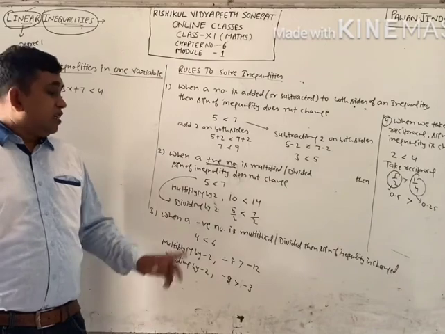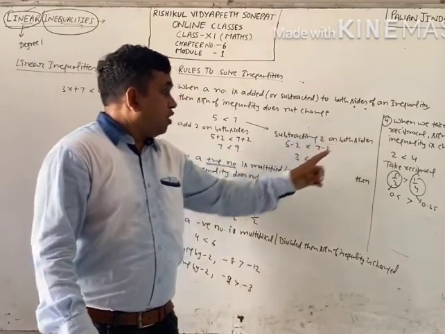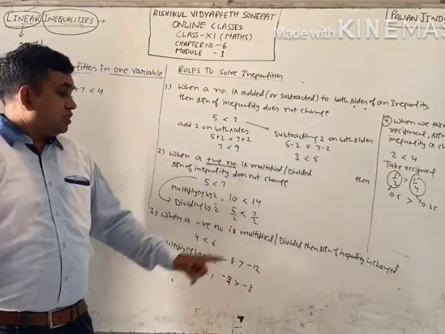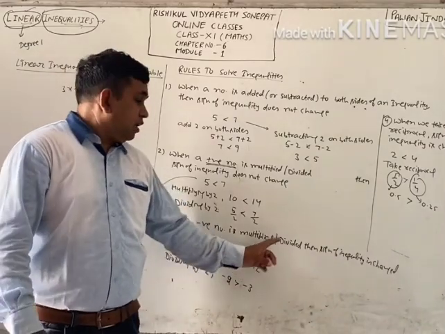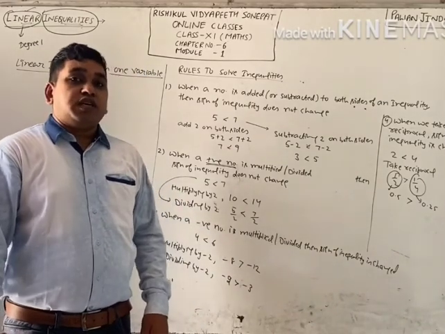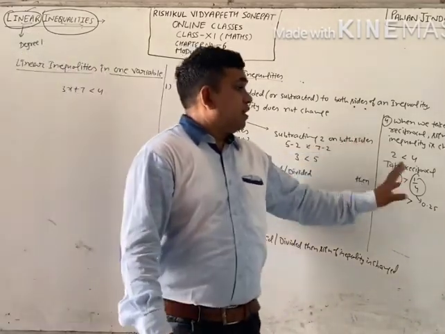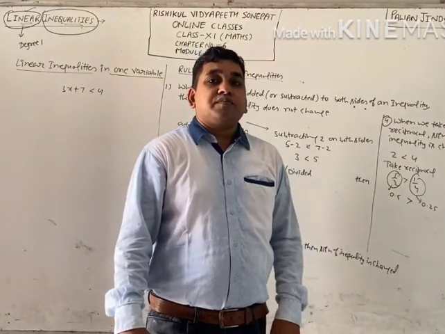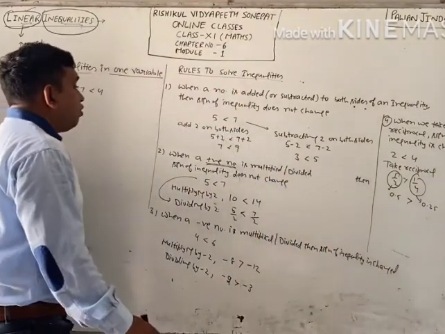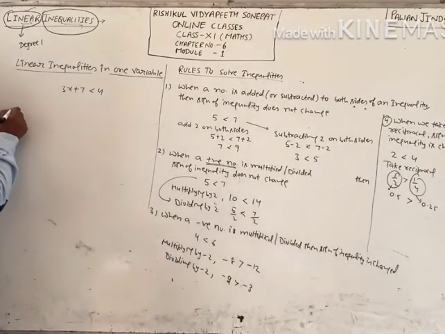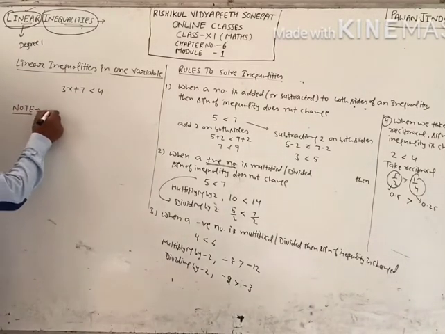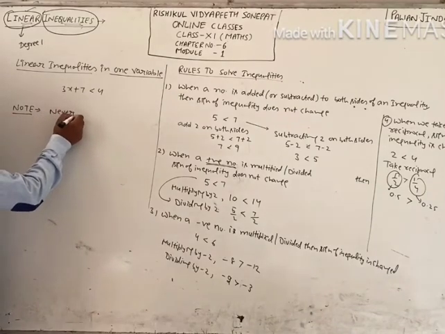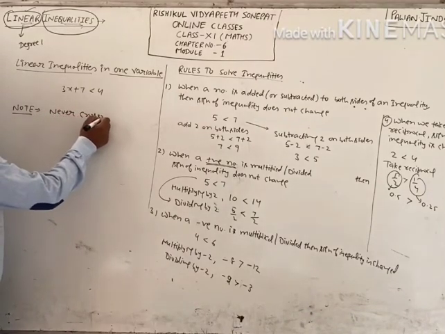No change. Sign is changed only in these 2 cases. First, when a negative number is multiplied or divided on both sides. Second, when we take reciprocal. Now, one more important point which I am going to tell you: never cross multiply.